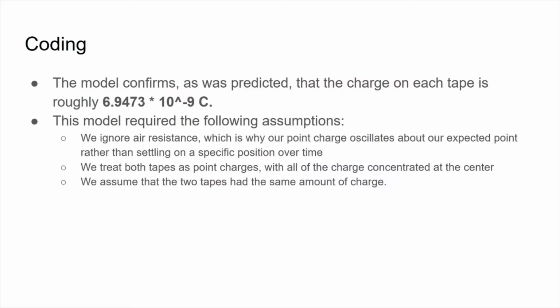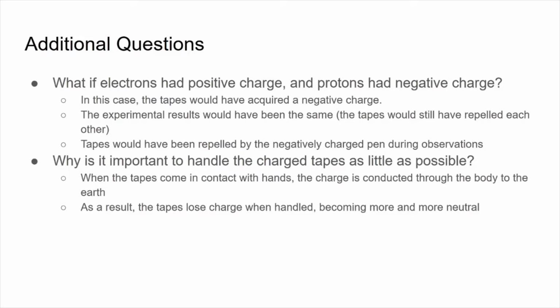So first, we ignored air resistance, and that's the reason that we had this constant oscillation rather than the point charge coming to a stop at a certain position, because without air resistance acting on the point charge, there's nothing to stop it from just going up and down forever. But the important thing is that it oscillates about that expected position. And then we also treated both tapes as point charges with all the charge concentrated at the center, which is why we use spheres. And then we also assumed that the two tapes had the same amount of charge, because if they had a slight difference, then it would have changed the amount of electric force acting on the top charge. So here I answer some additional questions.